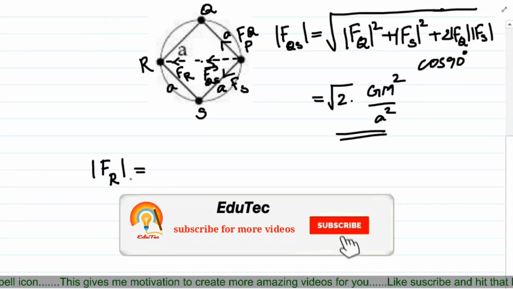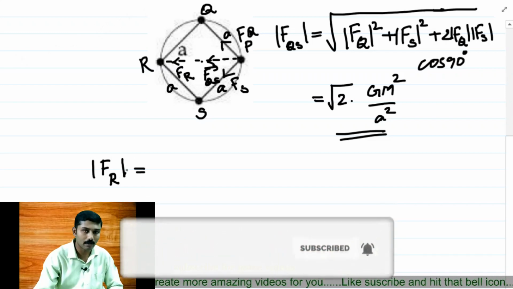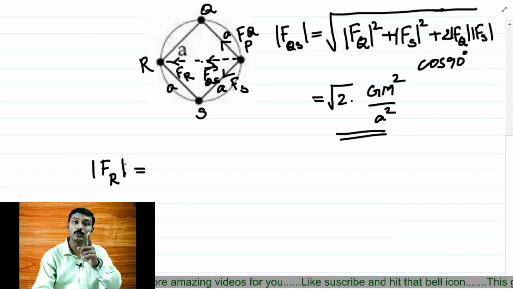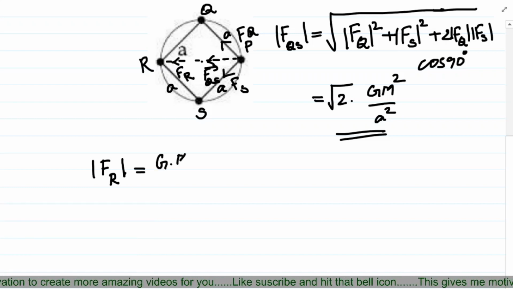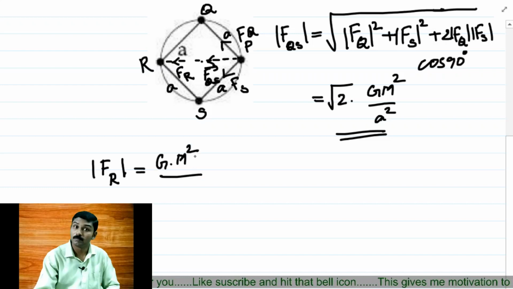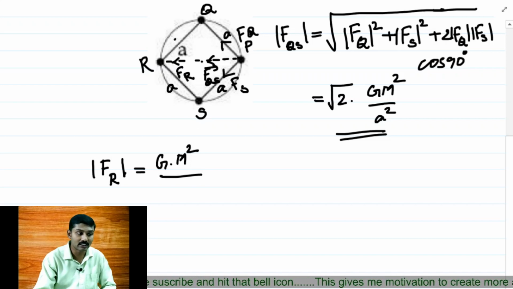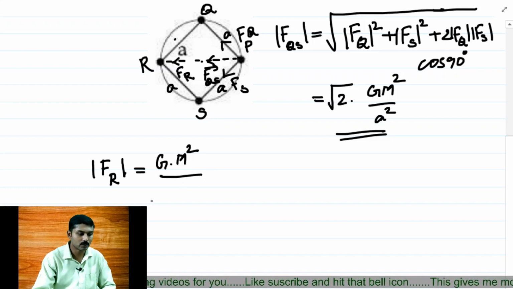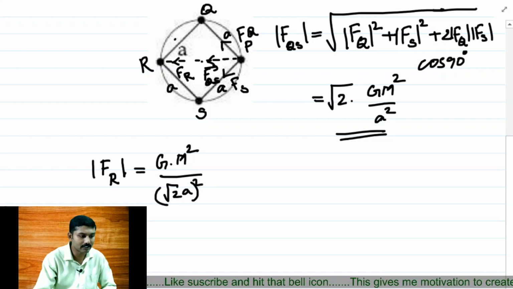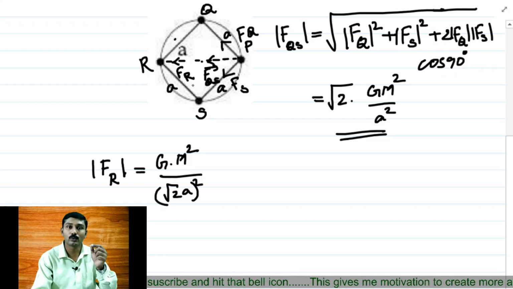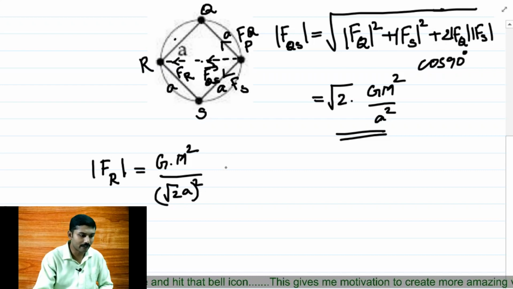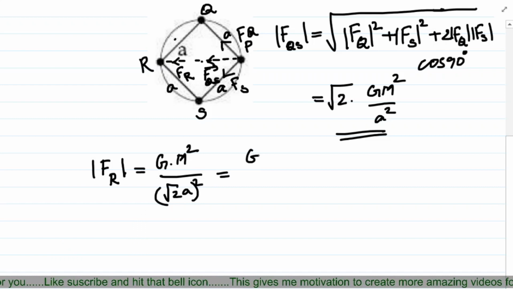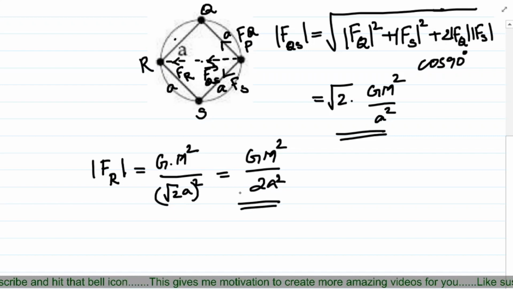Okay, now the force created by R is also along the diagonal, that is Gm square divided by the distance between the two masses. If this is a, using Pythagoras theorem, the distance from P to R is root 2 times a, so the square of that value, root 2 times a the whole square, will give you Gm square divided by 2a square. This is the value of FR.